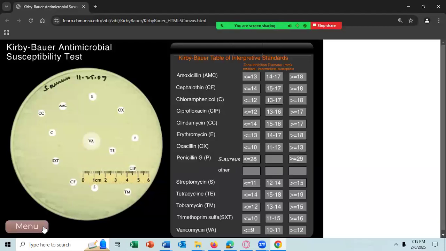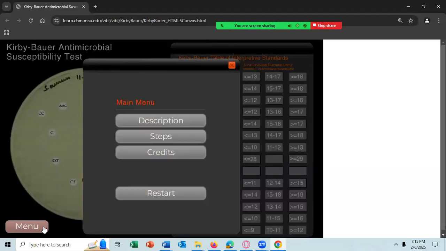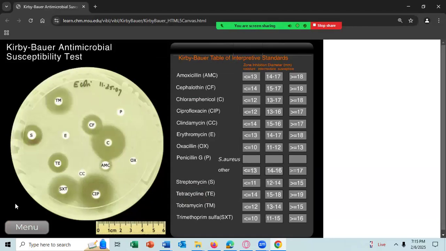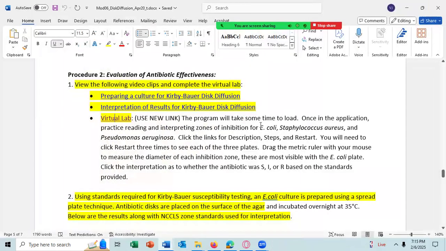All right, you do need to do the virtual lab to answer some of the questions in the lab worksheet. And you hit restart again the fourth time, comes back to the first plate. Any question on any of that? If not, let's go out of there, back to the lab.